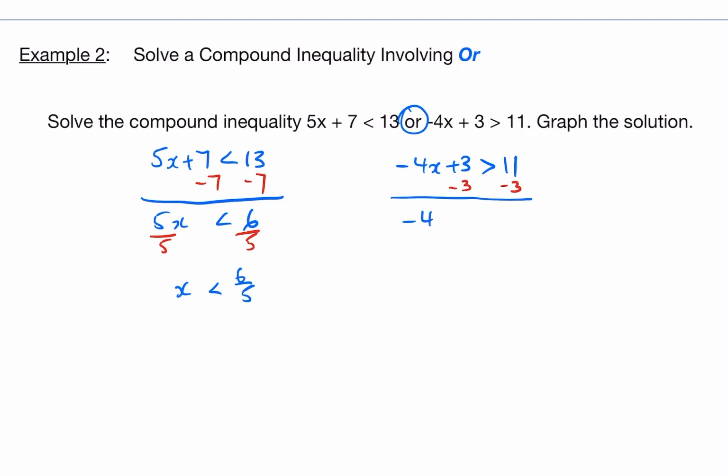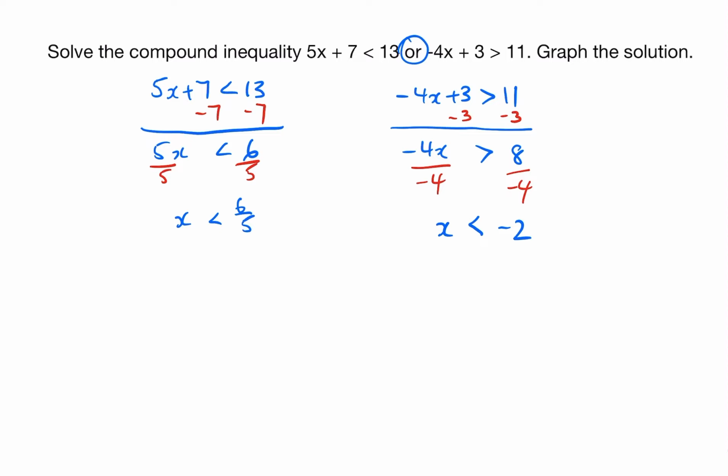And when we do, we're left with 4x is greater than 8. Okay, now we're going to divide both sides by negative 4. And now x is, now watch what happens. Instead of greater than, it's going to be less than. Notice that we switch this, and we switch it whenever we multiply or divide by a negative number. Multiply or divide by a negative number means we switch the inequality. So now we've got x is less than negative 2.